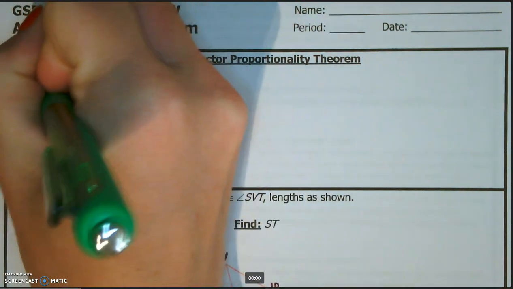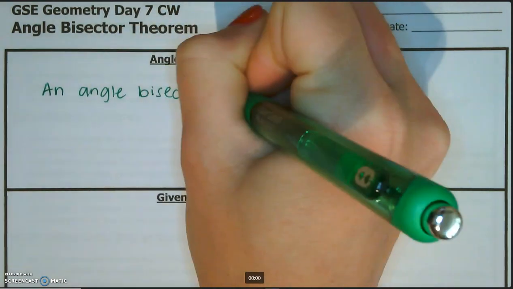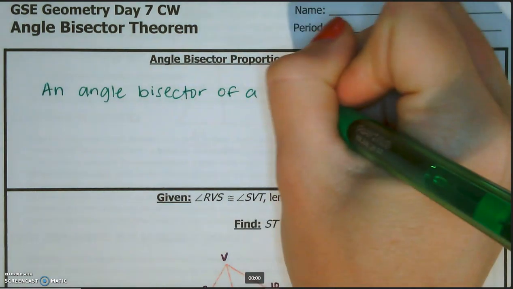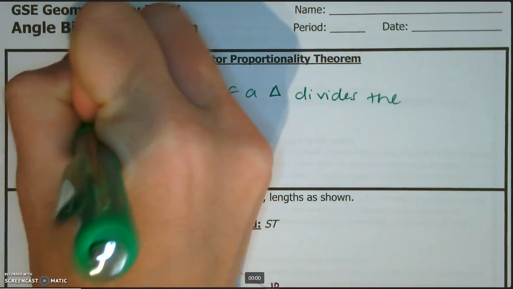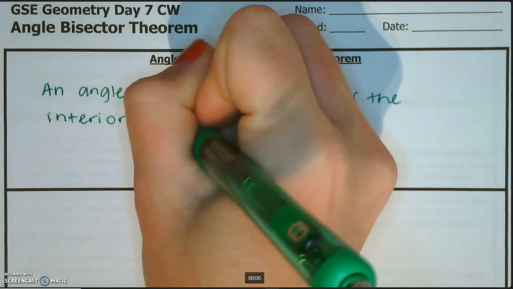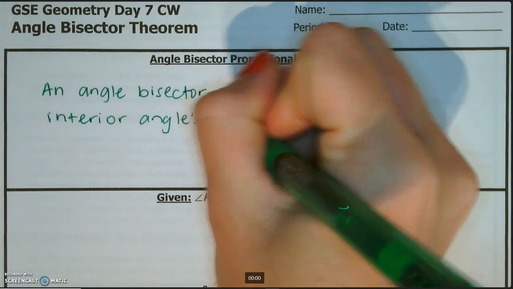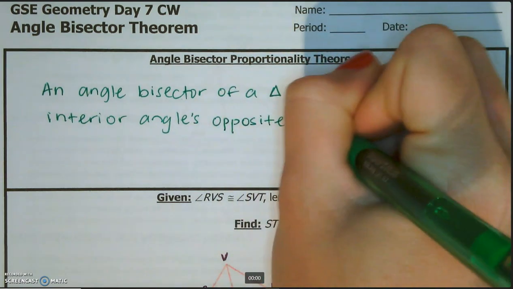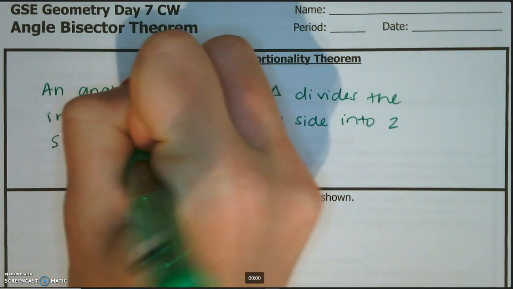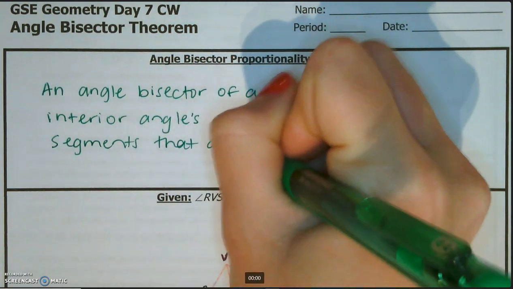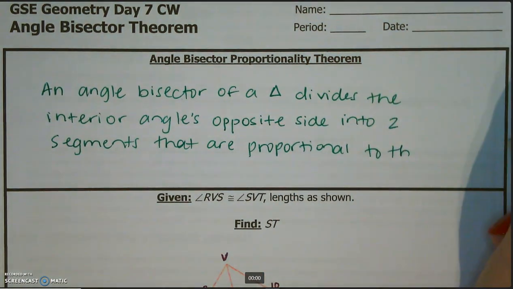An angle bisector of a triangle divides the interior angles opposite side into two segments that are proportional. And they're proportional to the other two sides of the triangle.